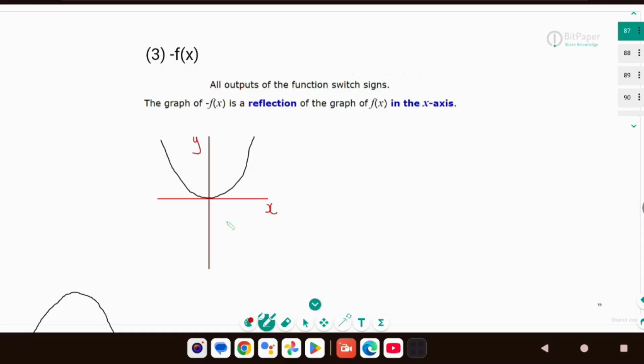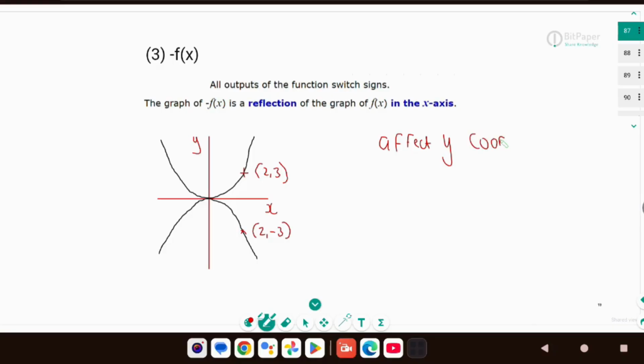So there's my reflection. If we choose a point here, let's say that point is 2, 3. The same point on minus f of x would be 2, -3. So which coordinate is affected? It affects the y coordinate. So the sign basically flips on your y coordinate.